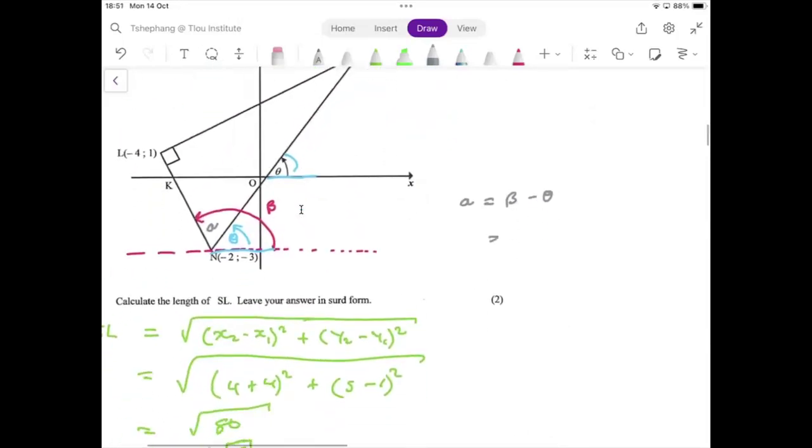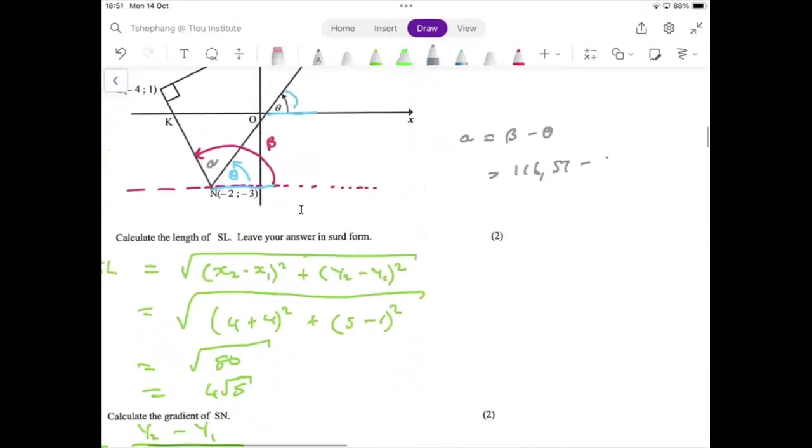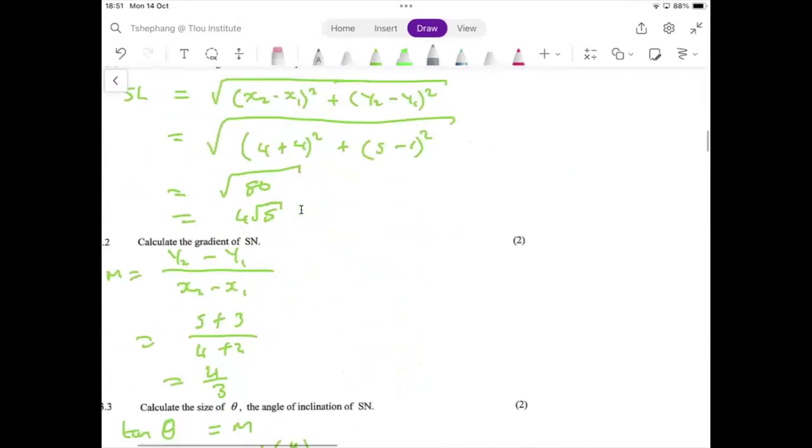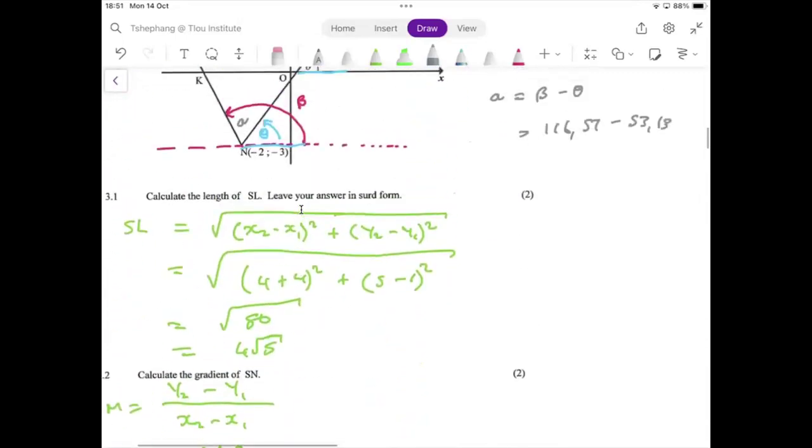Now, for us to conclude, we'll say 116,57 minus theta, that we have as 53,13. And then our alpha will give us 63,44 degrees. And we are done.